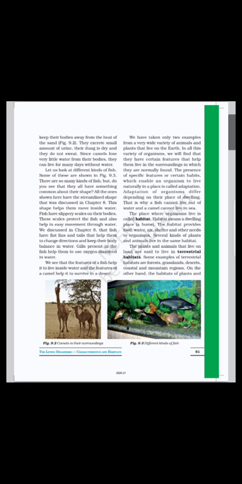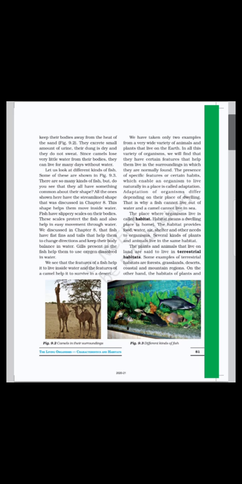Now, let us look at different kinds of fish. Some of these are shown in figure 9.3. There are so many kinds of fish, but do you see that they all have something common about their shape? All the ones shown here have a streamlined shape.